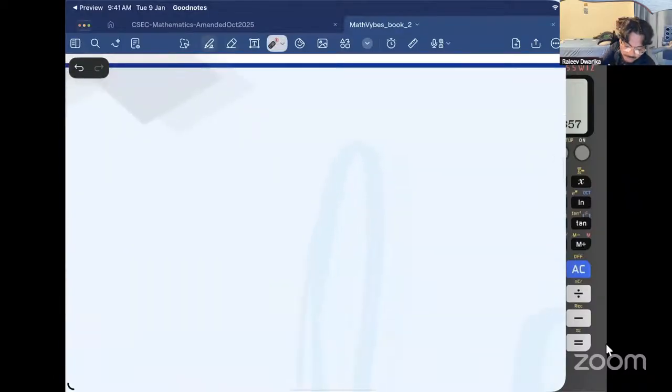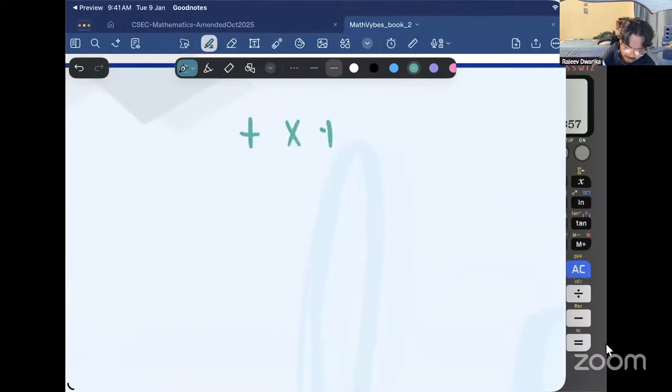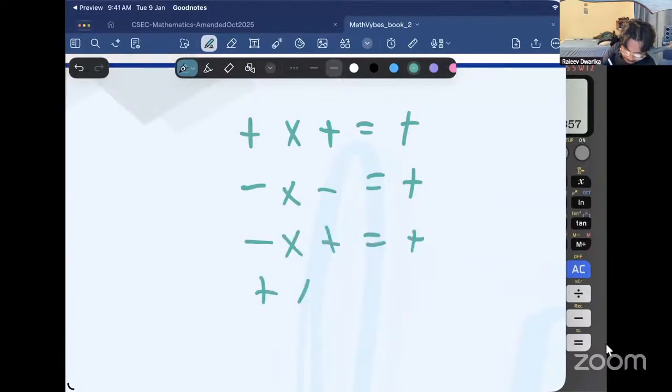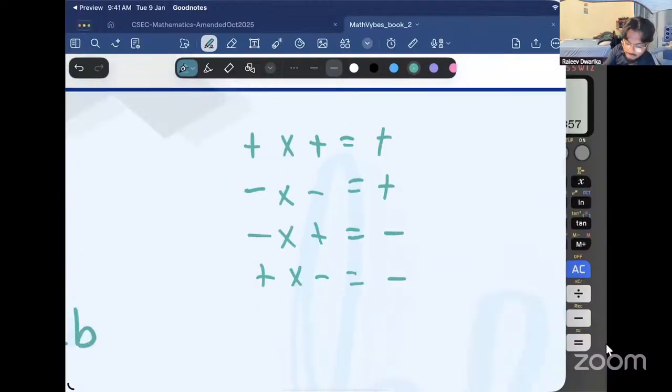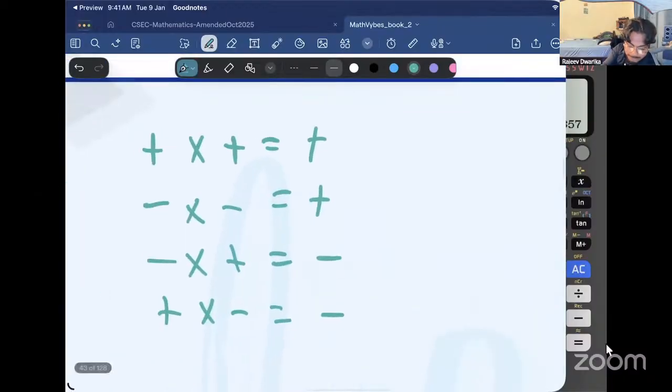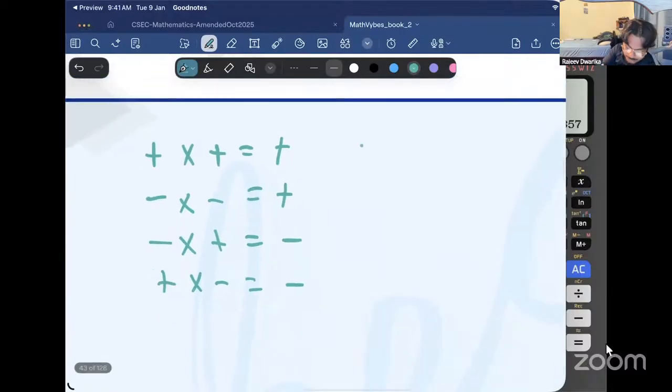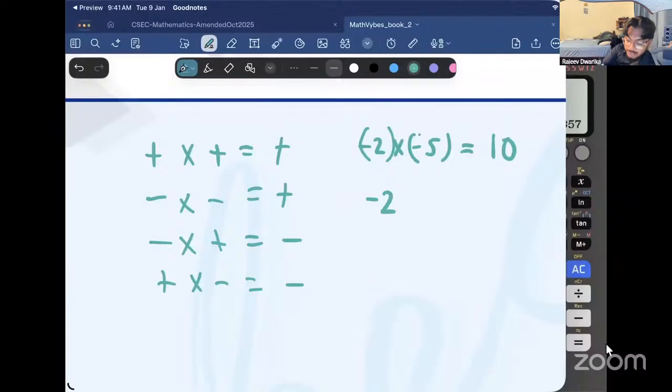Alright, so you were saying a positive by a positive is a positive, that's true. A negative by a negative is a positive, that's true. A negative by a positive is a negative, and a positive by a negative is a negative, right? Yes, precisely. But that is only when you're multiplying. If I have something like minus 2 by minus 5, what would that be? 10. Good.